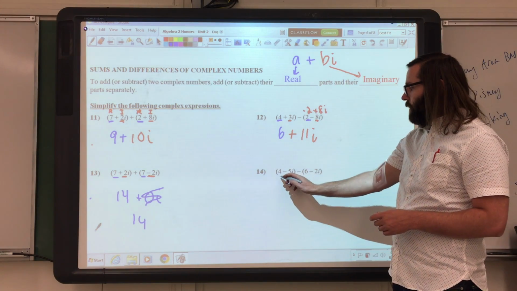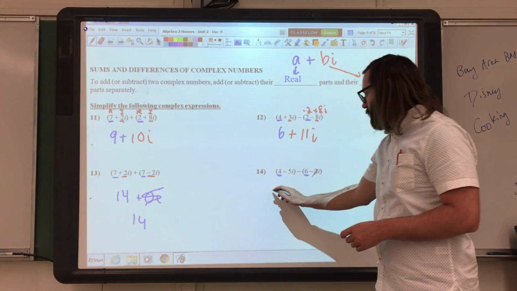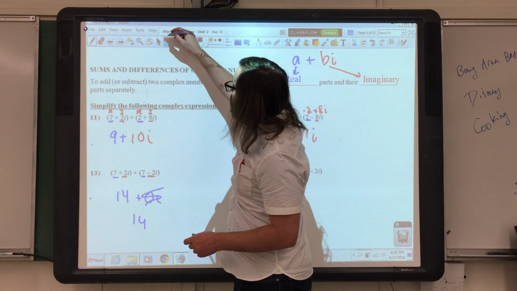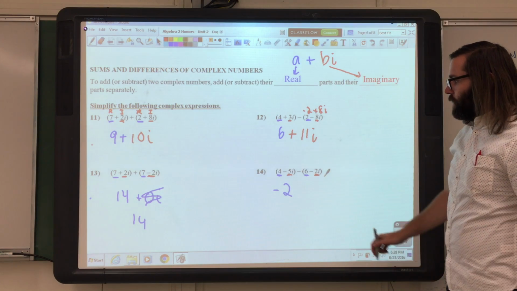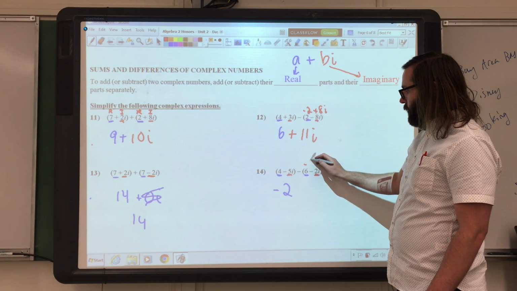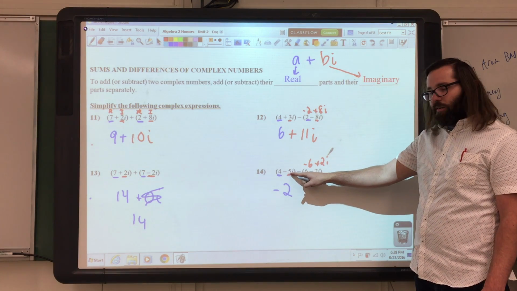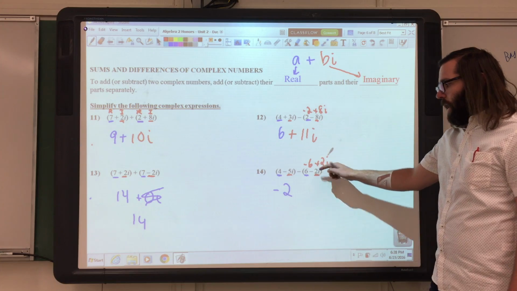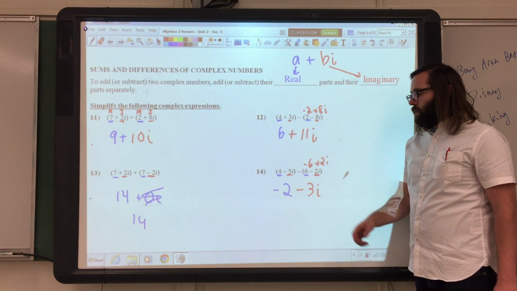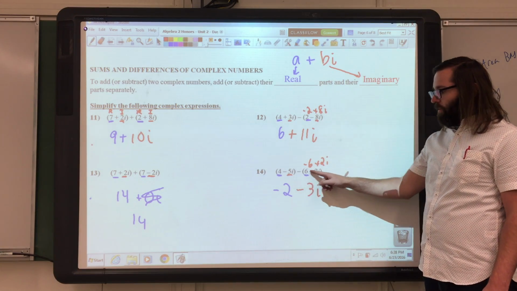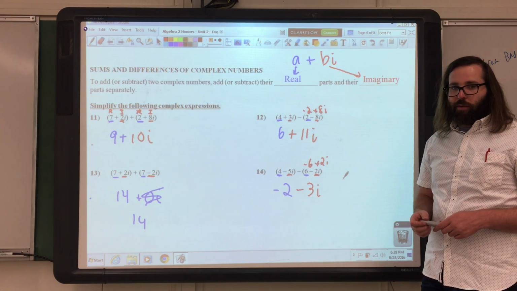And lastly, we have our real parts here. 4 minus 6 gives you a -2. Our imaginary parts are a -5 and a -2 here. So when you distribute this, this becomes -6 plus 2i. So -5i plus 2i gives you -3i. Or you can think of it as -5i minus a -2i. Both ways of thinking about this work.